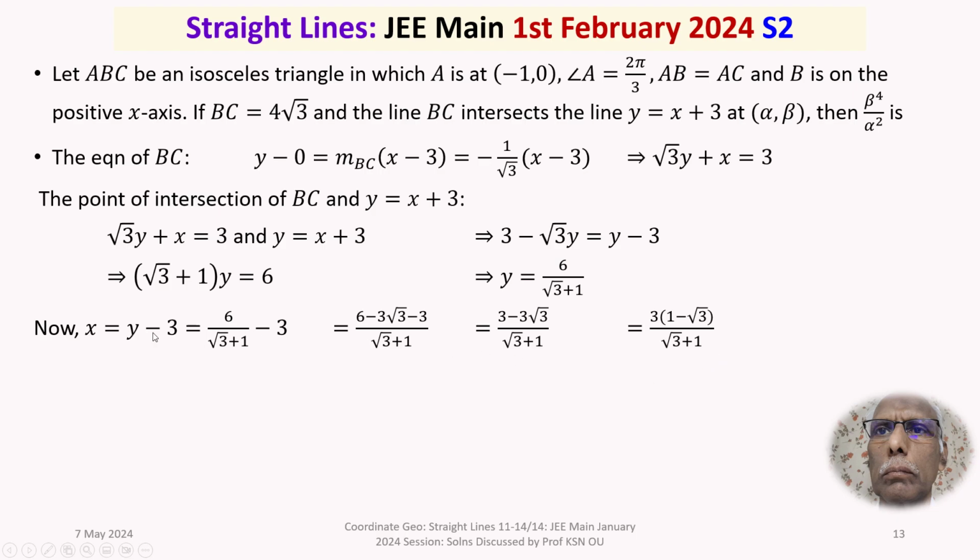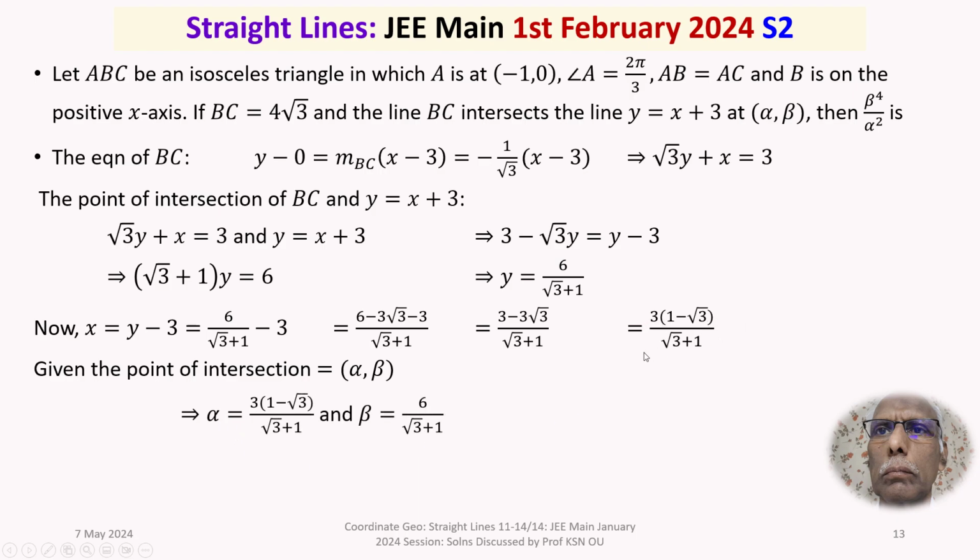So the x value we know, the y value we know, and they are intersecting at alpha comma beta. Therefore, alpha is equal to x and beta is equal to y. So given the point of intersection is alpha comma beta, alpha is equal to 3 into 1 minus root 3 by root 3 plus 1. Beta is equal to 6 by root 3 plus 1. So required to find beta to the power of 4 by alpha square.